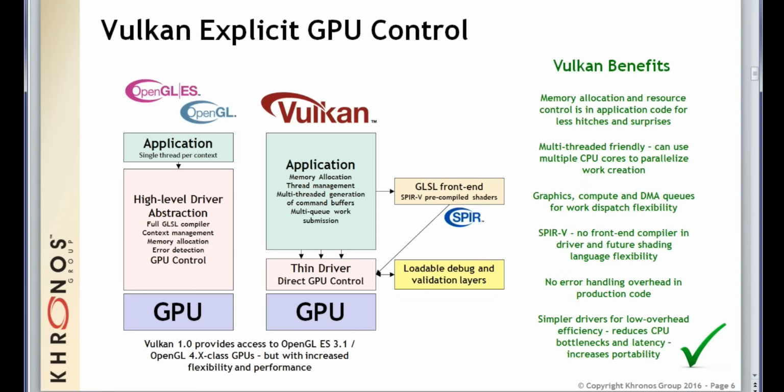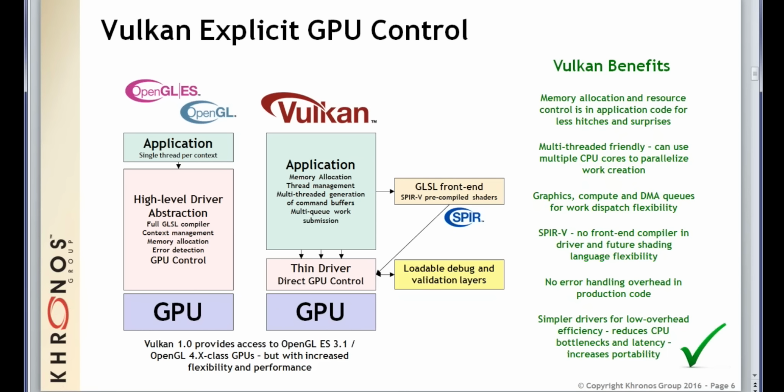Vulkan takes a very different approach. Vulkan has a thin driver model, so we put much less into the driver, and we put that functionality into other blocks, primarily the application. So the application now has a lot more responsibility than it did before. It's the application that's doing memory and resource allocation. It's the application that's using multi-threading, however it wants to do it, and it is taking on the work of creating command buffers in parallel using multi-threading and submitting that work down into the thin driver through multiple queues.